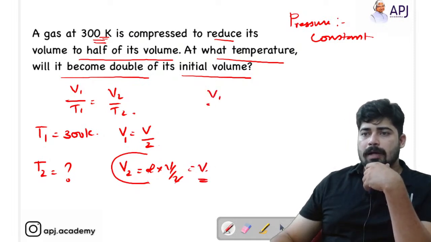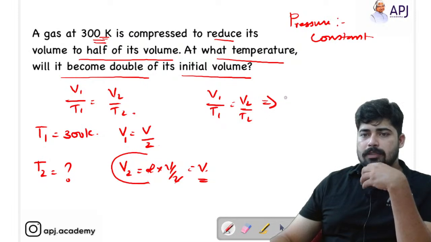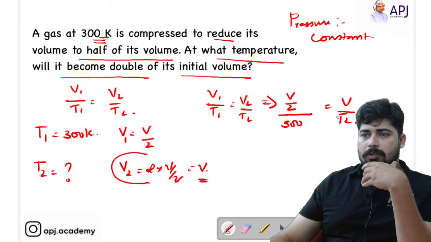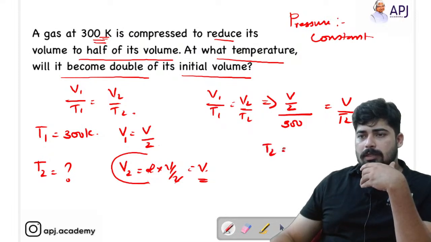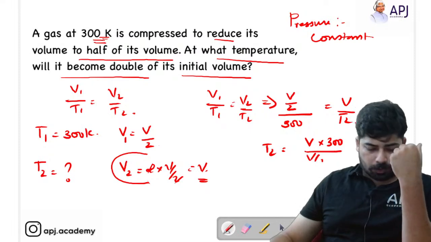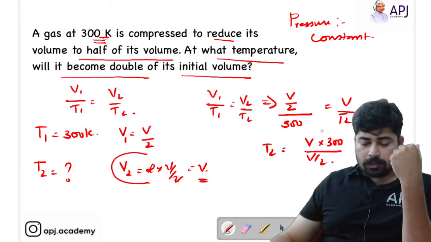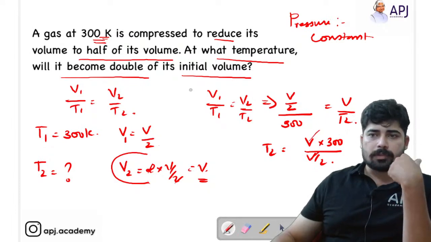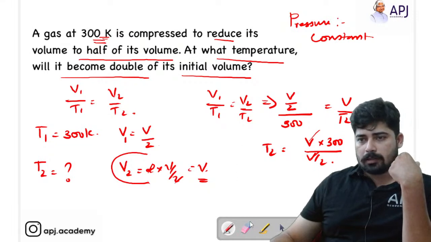So V1 by T1 is equal to V2 by T2. V1 is V by 2 divided by T1 is 300, equal to V2 is V, and we have to find out T2. So T2 is equal to V into 300 divided by V by 2. So V and V get cancelled. So there was a mistake. Please pardon.